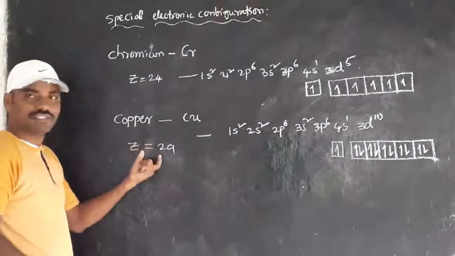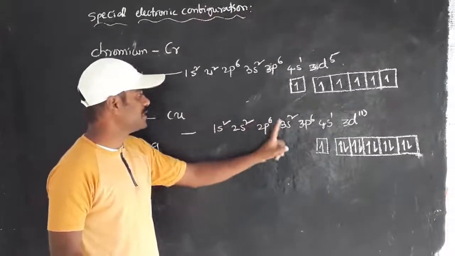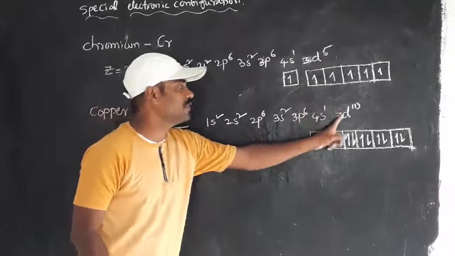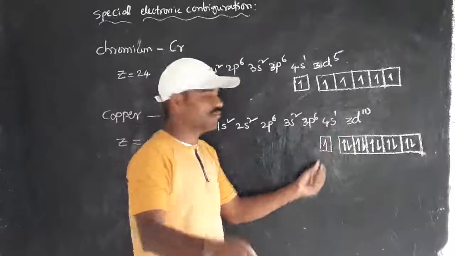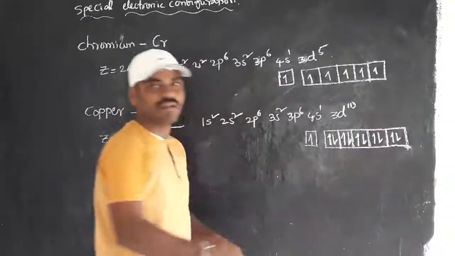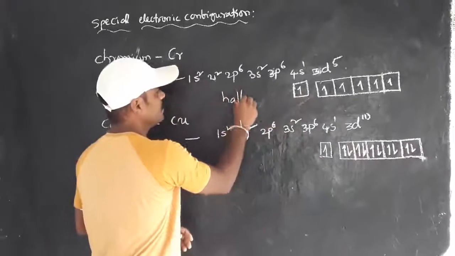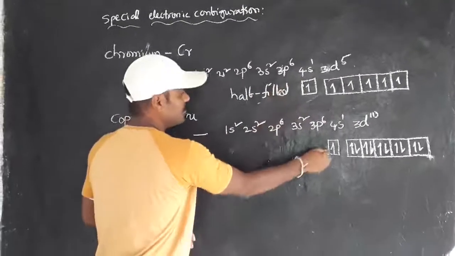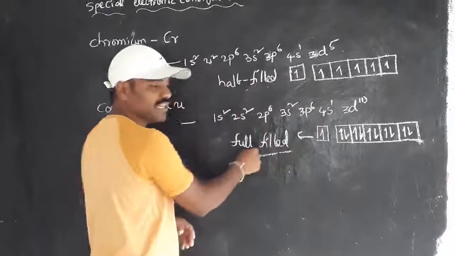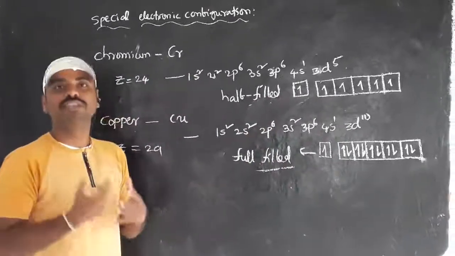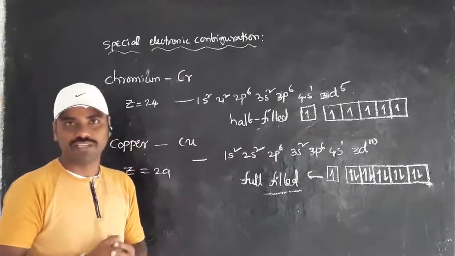The atomic number is 29, right? It has the configuration 1s2, 2s2, 2p6, 3s2, 3p6, 4s1, 3d10. Even though the lower energy orbital has a single electron, here all the degenerate orbitals are completely filled. The earlier case we call half filled, and this one we call fully filled. Due to this condition, the atoms show stability in nature, because the basic nature of atoms is to attain stability, right?